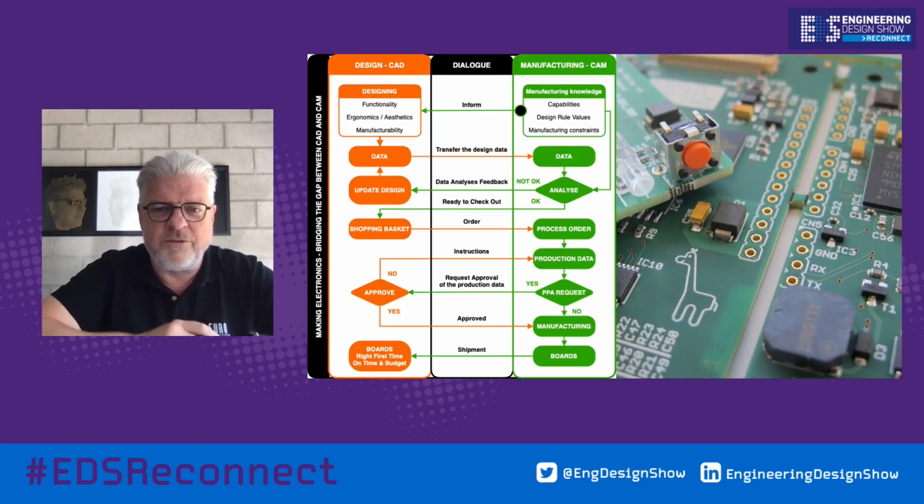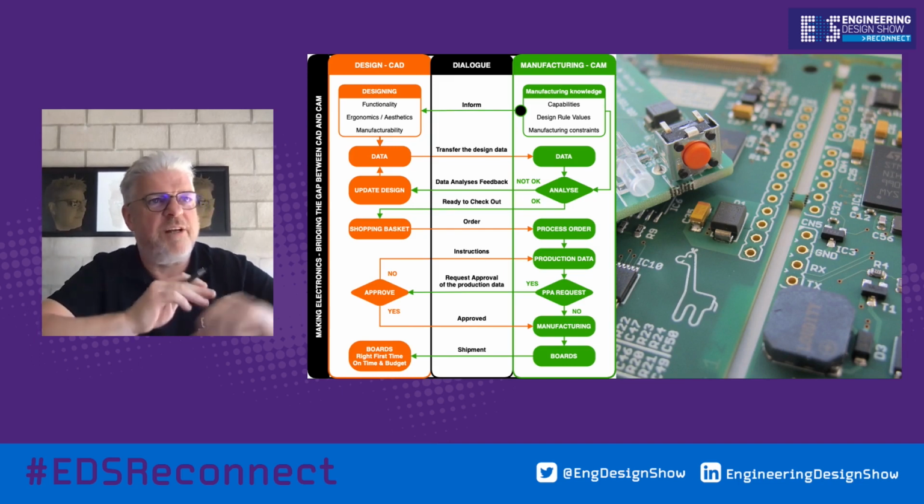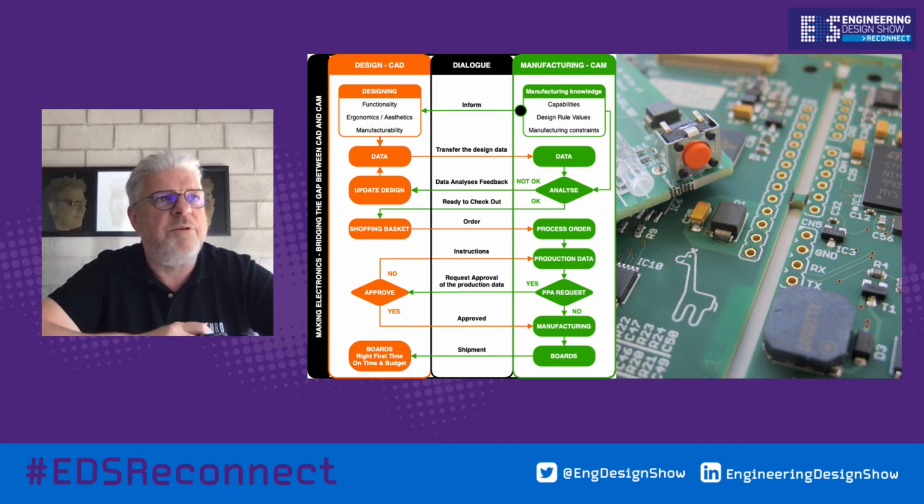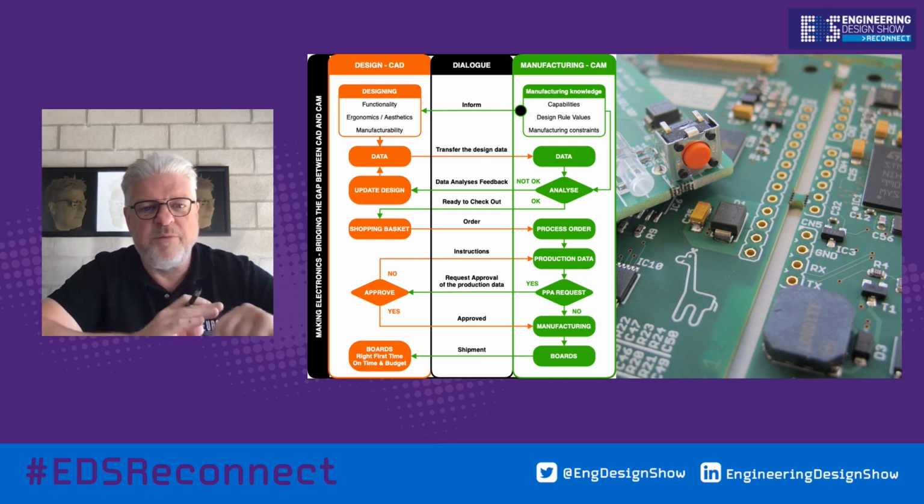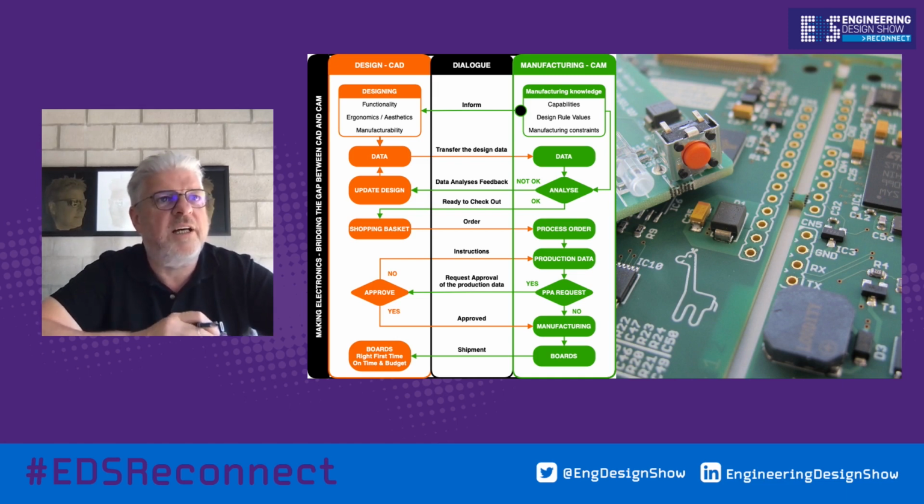And that brings us down to the entire value chain flow, where we start with informing ourselves. We transfer the data from the CAD side to the CAM side. We analyze, we give feedback, and you have the possibility to update the design, and you can iterate this as many times as you want. Once the analysis is okay, you can place the order from the shopping basket to the order process.